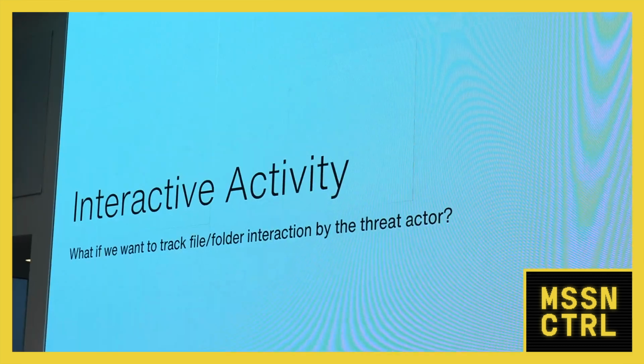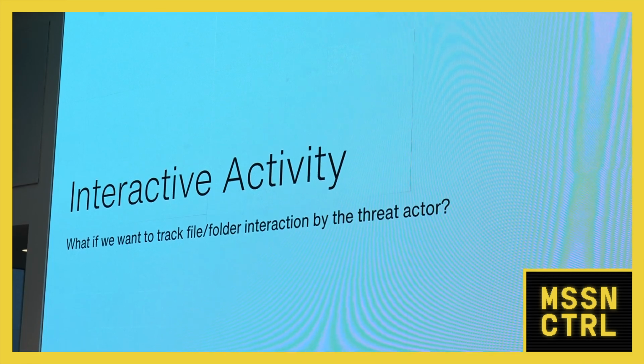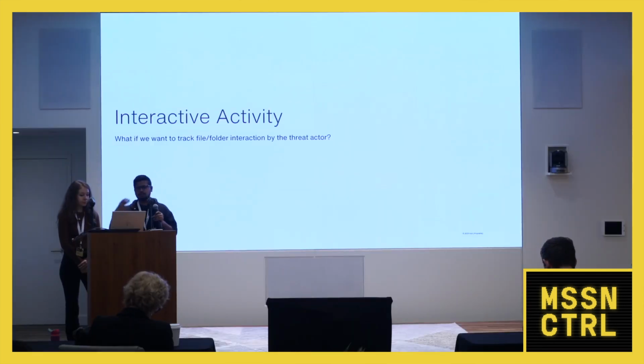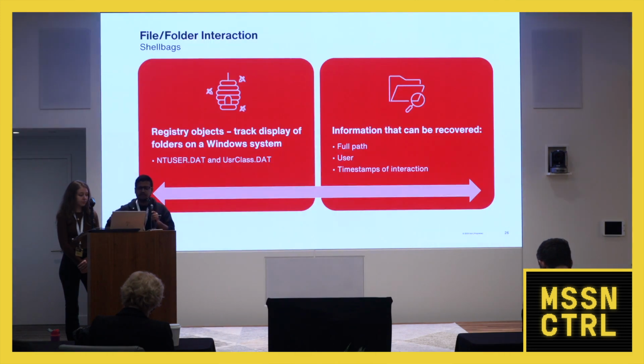Thanks, Carly. So it's quite common, again, as I said with the forensic differentiator slide, for threat actors to use RDP to gain access to systems, right? And most commonly, they're going to browse through files and folders, figure out where the sensitive files are, what to exfiltrate, stuff like that. So when they do that, how do you track that information?